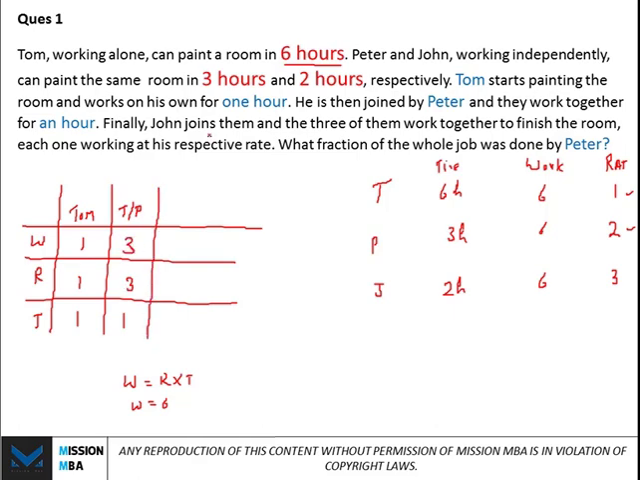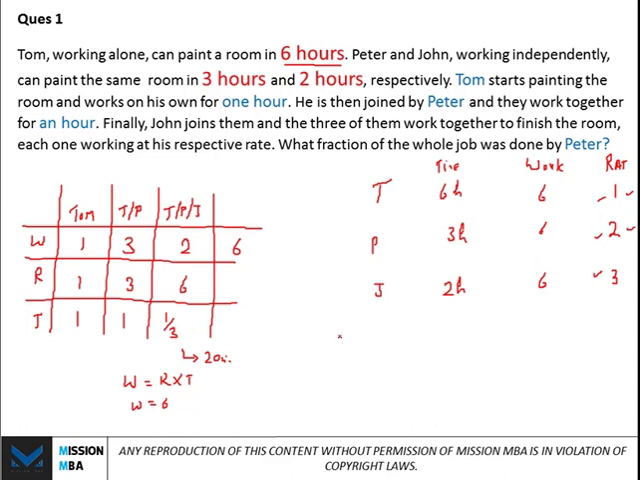Now finally, John joins them and the 3 of them work together. So guys, we had the total work which was 6. Now out of that, 3 plus 1, 4 is done. So remaining is 2. And now all of them are working together, so Tom, Peter and John. So how much is the total rate? 3, 4, 5, 6, because all of them are working now. So rate is 6 and the time is work upon rate, that's 1 by 3, or 20 minutes. Right? 1/3 of an hour or 20 minutes.